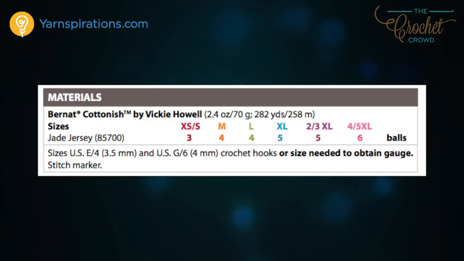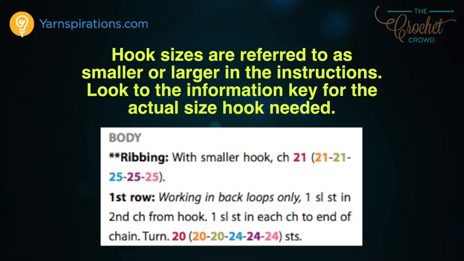So the pattern could indicate to you what sizes those hooks are, but in the actual instruction line it says with smaller hook chain 7. So you look to the instruction and determine which is the smaller hook by looking at the pattern, or you could just use the larger hook chain 15, and again looking at the pattern and determining what is the large and what is the small. So they don't ever give you the size of it, they just tell you whether it's smaller or larger in the pattern. So that's something that you can commonly see, especially within clothing.